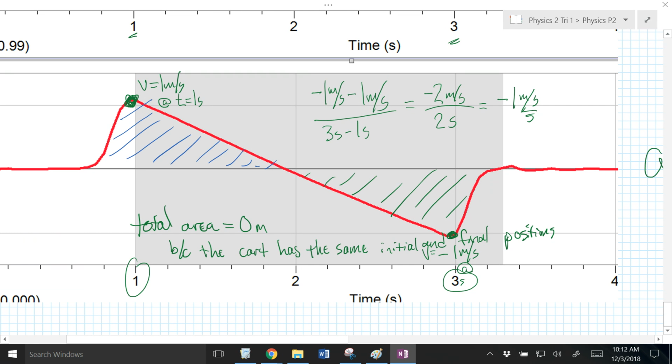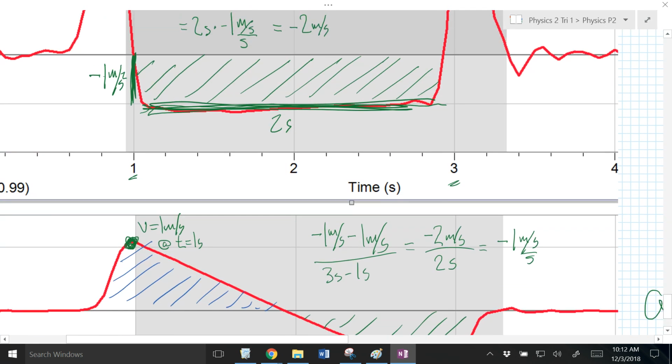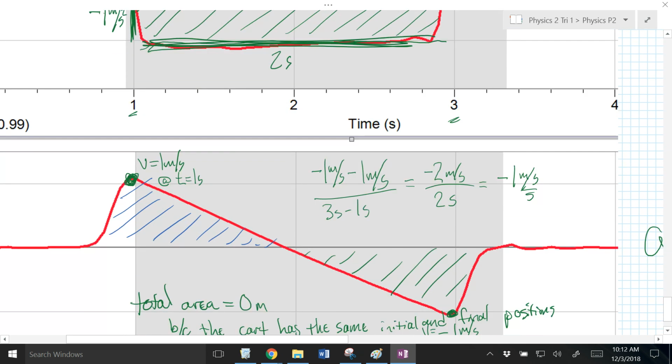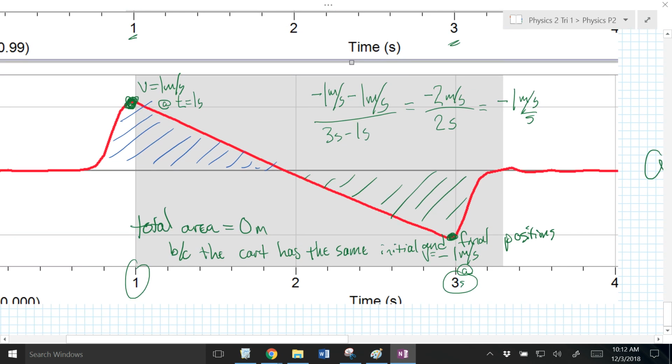A couple people are typing in that it might be the slope on this graph, but keep in mind we calculated the slope. The slope here is negative 1 meter per second per second. So it's got a different number value, it's got a different unit too. This thing doesn't come out as acceleration units. This thing comes out as meters per second. Where do you see negative 2 meters per second here?